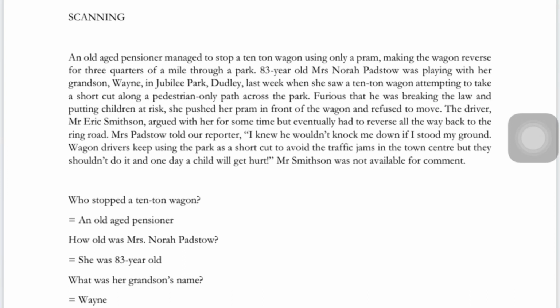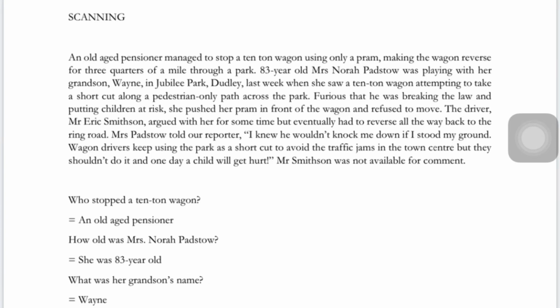We can find the answer because the question just asks us to find the name of who stopped the 10-ton wagon. If we want to find it quickly, we just search for the name of the woman in here that starts with capital letters. The name is located in the second sentence: Mrs. Nora Petstow. So the answer is an old-age pensioner named Mrs. Nora Petstow.